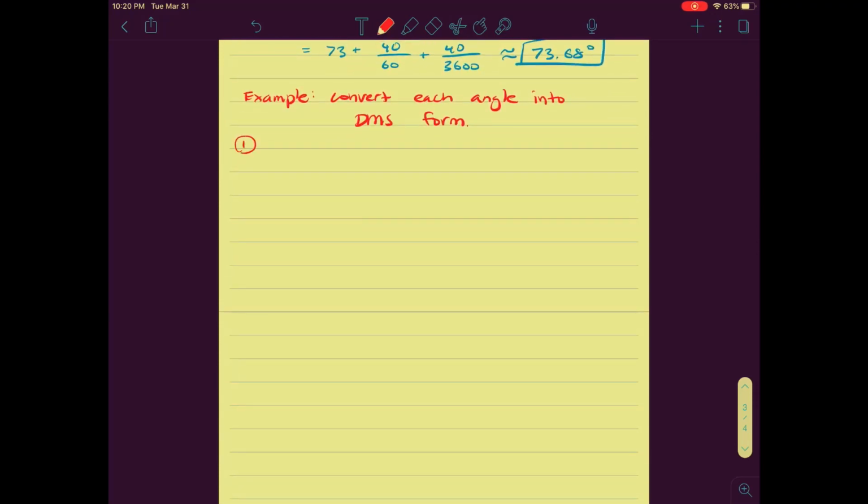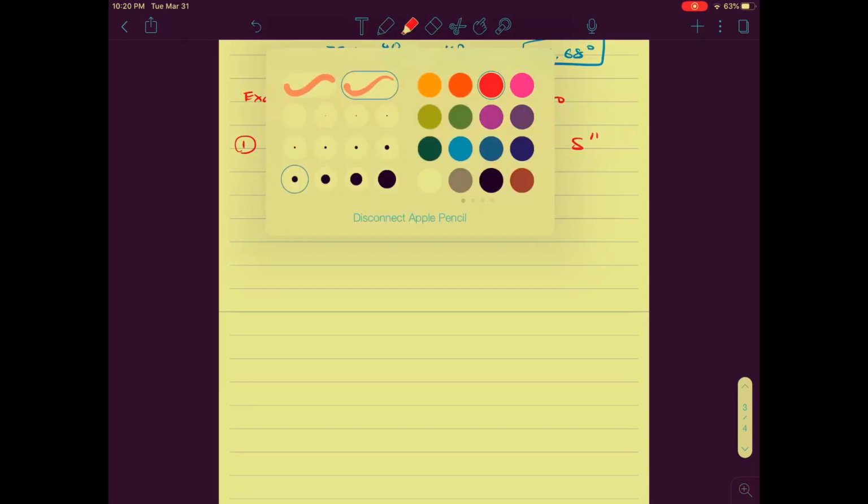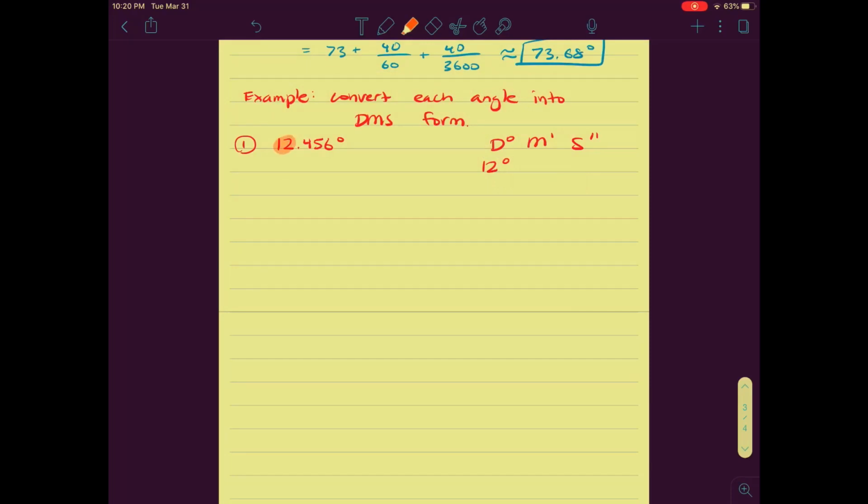So let's start with our very first example here. We're going to be starting with 12.456 degrees. And so again, our goal is to convert it into DMS form. Now, what you notice here is that we already know the degrees here. I know this is 12 degrees. You're just looking at this whole number right here. Right, that's how many degrees I have. Now, everything after that that's in the decimal, that's going to be your minutes and your seconds, okay?